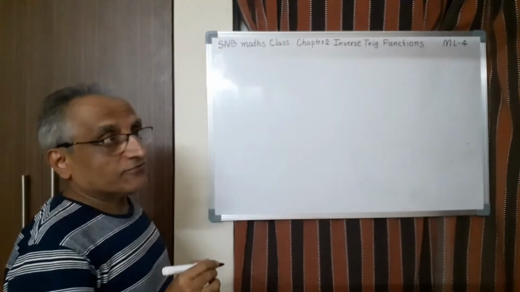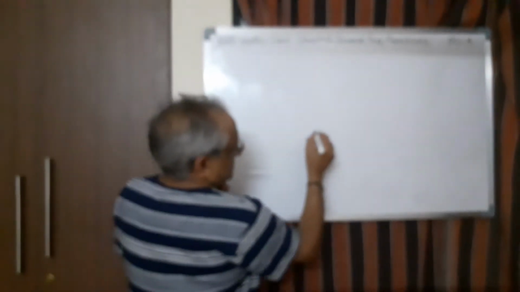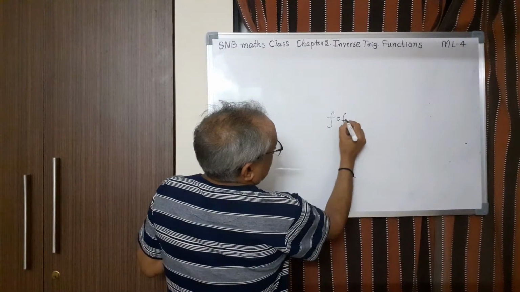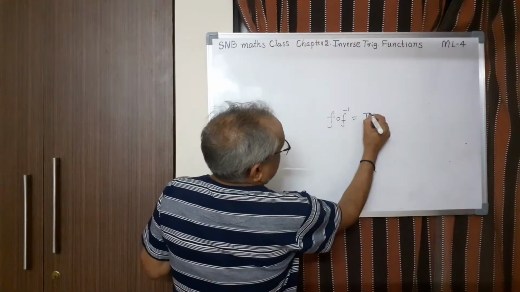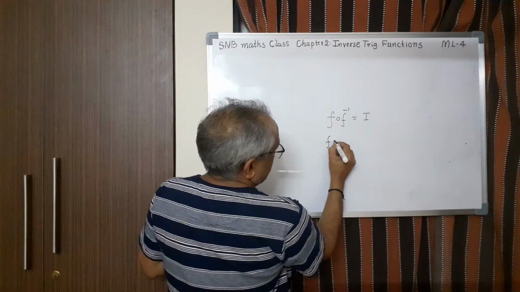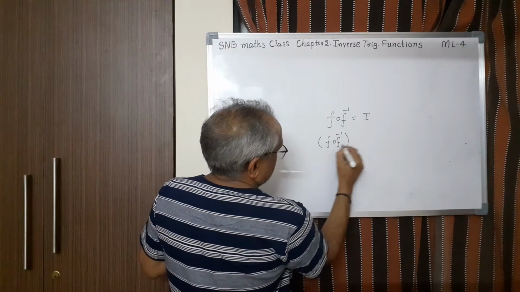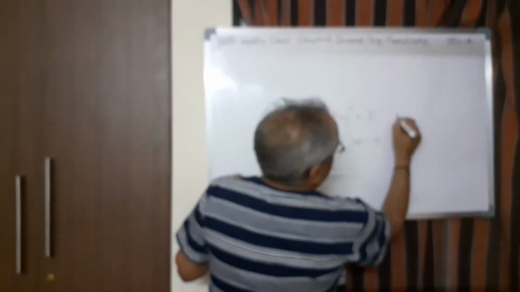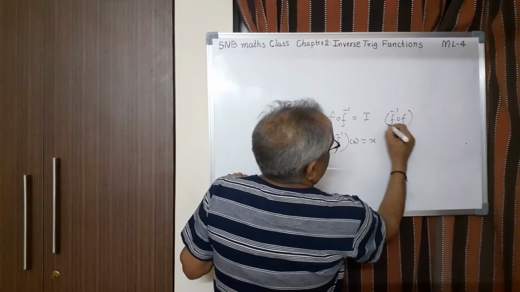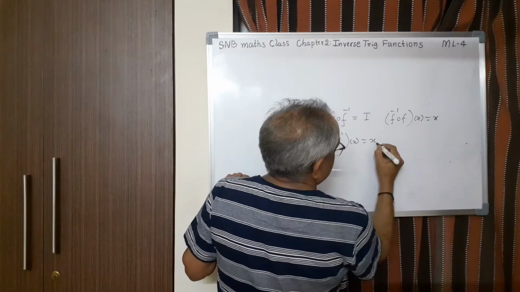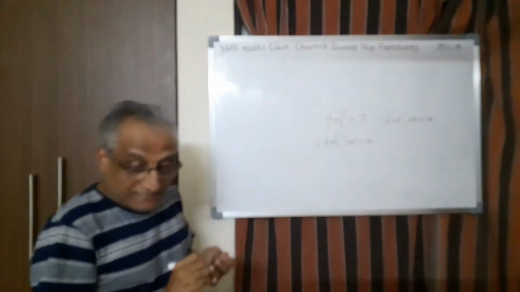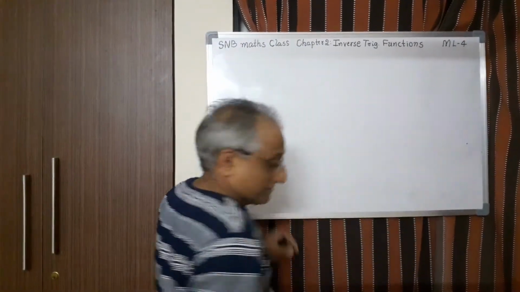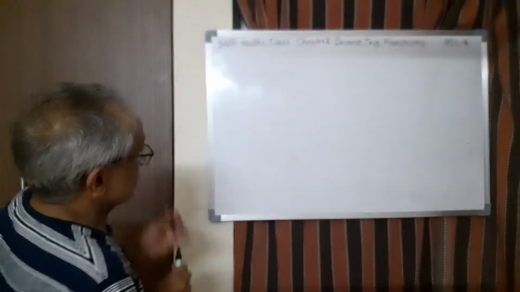See, in the case of functions and inverse functions, you have seen this one. If you take any function which is invertible, f of f inverse is always the identity function. That means whenever you take f of f inverse of x, you get x. Similarly the other one is also correct: f inverse of f of x is also x. You get the identity function. So this is the basic property of any inverse function. Similarly here, we can list these properties.